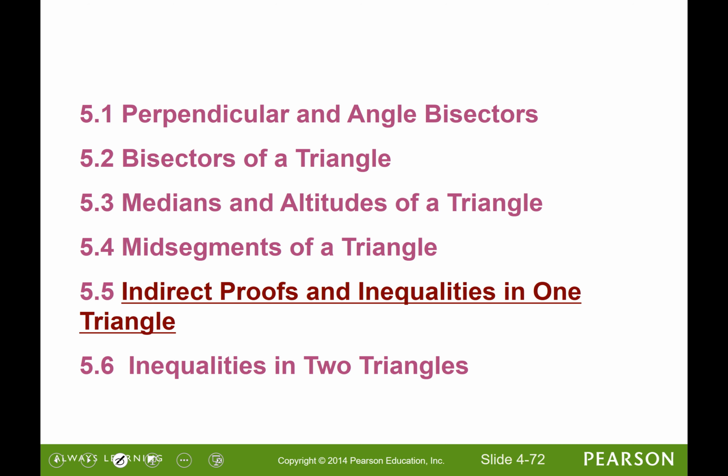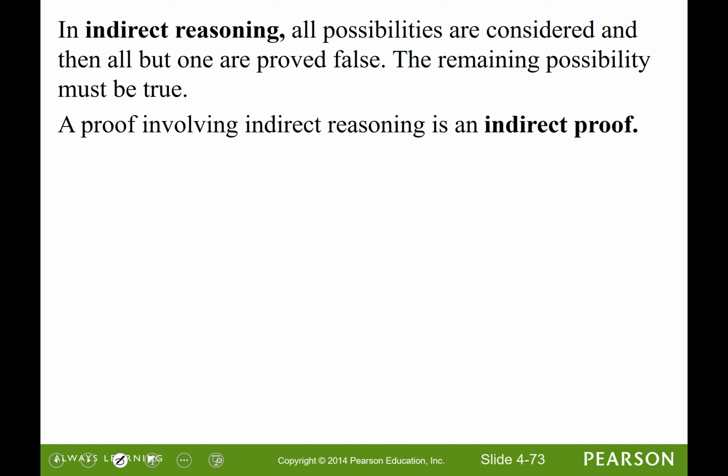5.5 first, the title is Indirect Proofs and Inequalities in One Triangle. In indirect reasoning, all possibilities are considered, and then all but one are proved false. So that remaining possibility has to be true. A proof involving indirect reasoning is called an indirect proof.